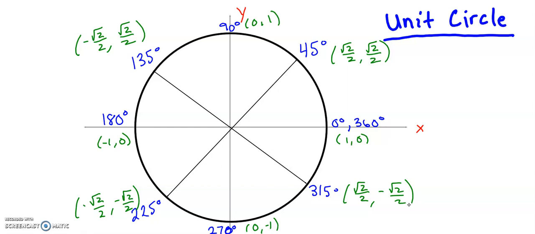Okay, and then the last one that we haven't done yet would be radians. Okay, radians is just another way for us to measure angles. We can measure angles in degrees. We can also measure angles in radians. So this right here would be 0 pi.